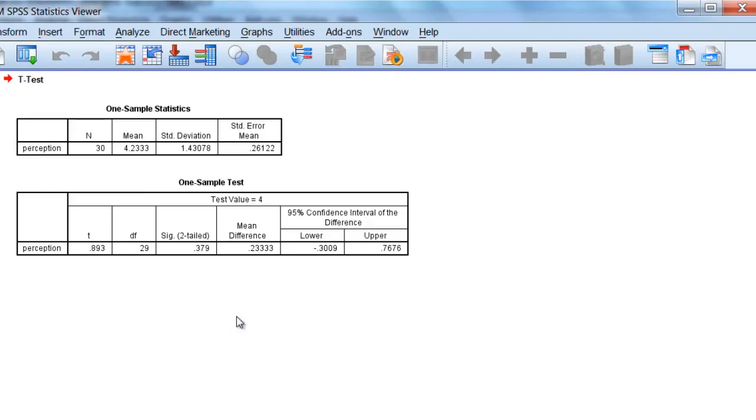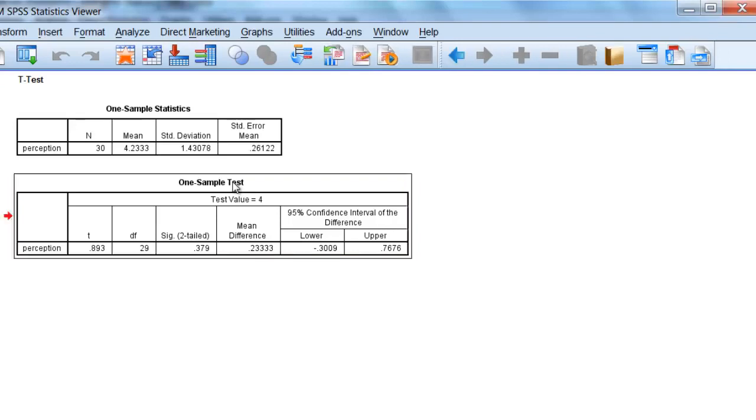Then we get our output that opens up in the viewer window. We can see that our 30 participants had a mean of 4.23, which was just slightly above neutral. In other words, in the sample at least, the opinions were slightly better than neutral, so slightly favorable, with a standard deviation of 1.43.